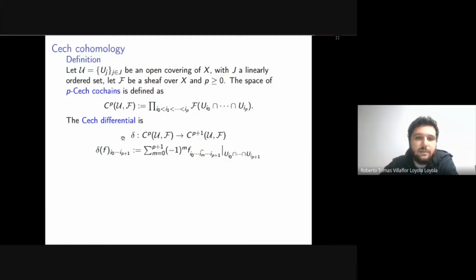And so we define the delta of F to be the alternating sum of F defined over the intersection of P+1 of these P+2 open sets, where in each step we are removing one of these elements in this intersection. So it is an exercise to check that this map is well defined. It is a morphism of groups, and moreover, it defines a complex of abelian groups. This means that the composition of this map with the next one is always 0.